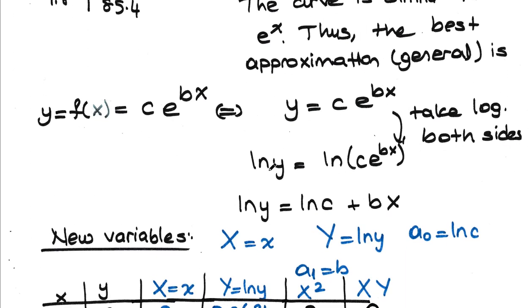So I'm just writing here again the linear version, but do not forget it. This is like capital Y. We have defined here, this is your capital Y is ln small y. Capital X is the same as your small x. And A0 is described as ln C, and A1 is B.